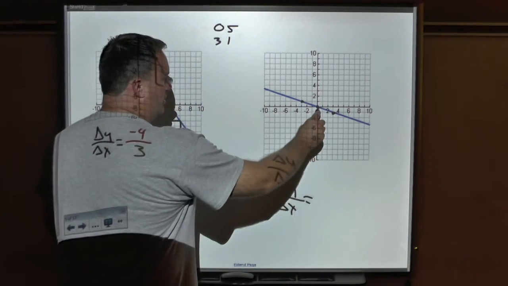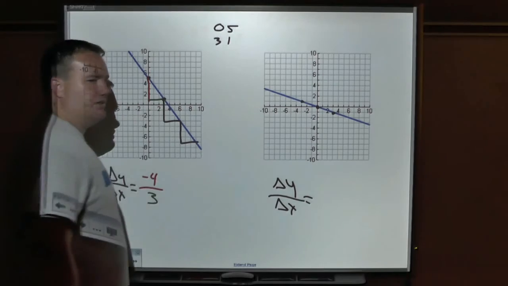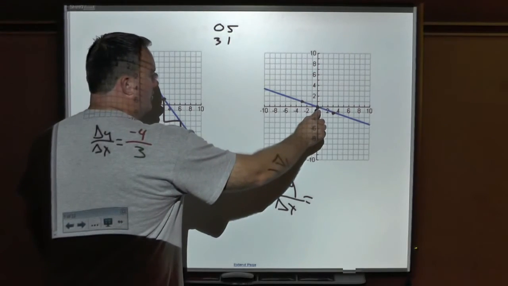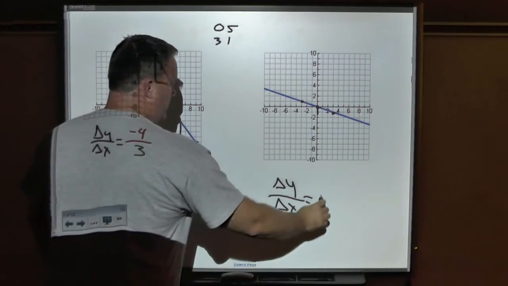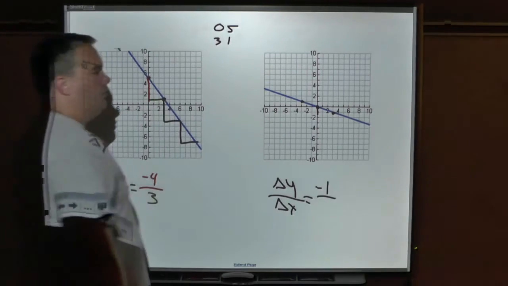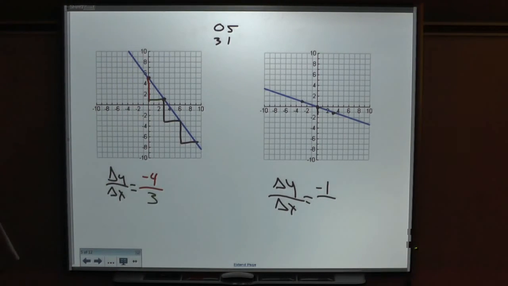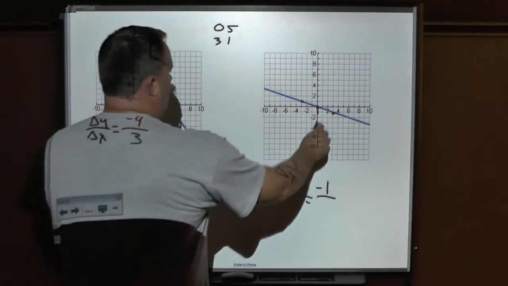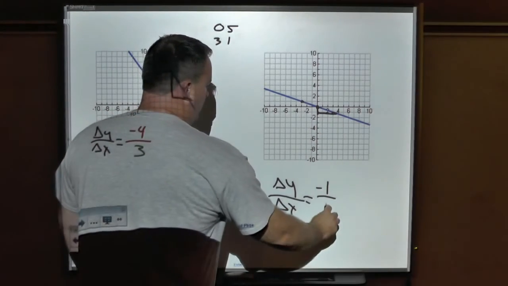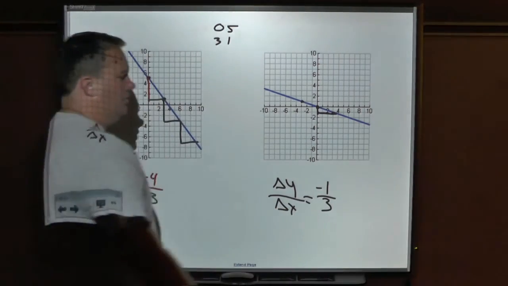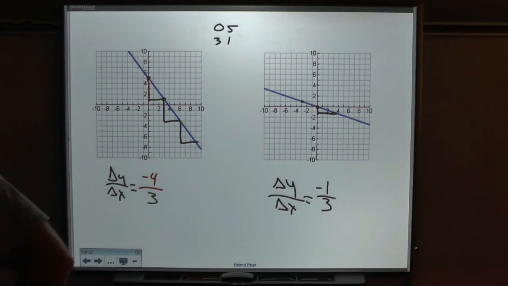In this case, starting at the origin, that's going to be my point farthest to the left I'm going to use. I'm going to go down 1 unit for my vertical change. I went down 1 unit, so that's a negative number. To get back to the line, I'm going to use a horizontal change of 3. 1, 2, 3. I ended up with a slope that is negative 1/3.